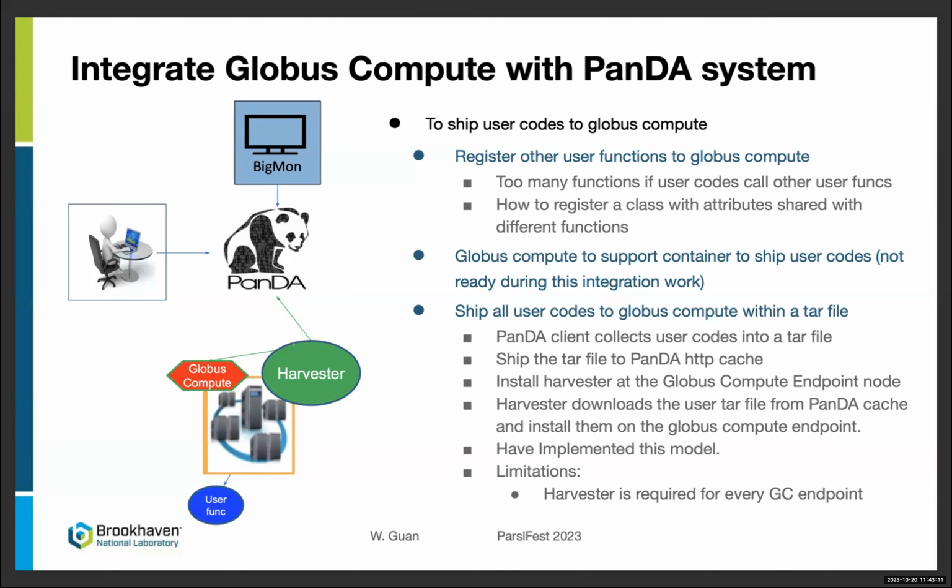We install the Harvester at the Globus Compute endpoint node, and the Harvester will download the user TAR file from the PanDA cache and pre-install the user code on the Globus Compute endpoint node. So we have implemented this model. It works okay. However, the limitation is that the Harvester is required for every Globus Compute endpoint.